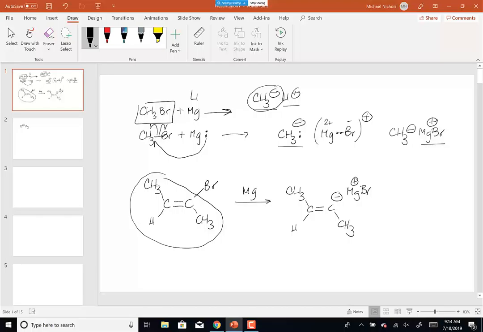So then I'm going to take the R minus and add it to a carbonyl. What kind of carbonyl? Well, we can make a table of every single carbonyl and what kind of alcohol it gives. We could do that, but let's take a step back and see what's common about all these reactions. There are two classes of reactions.